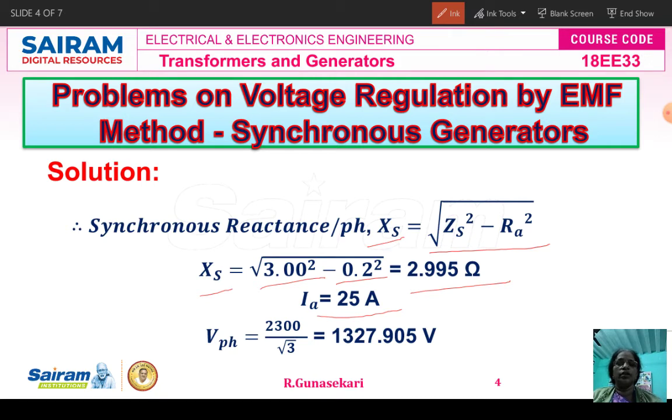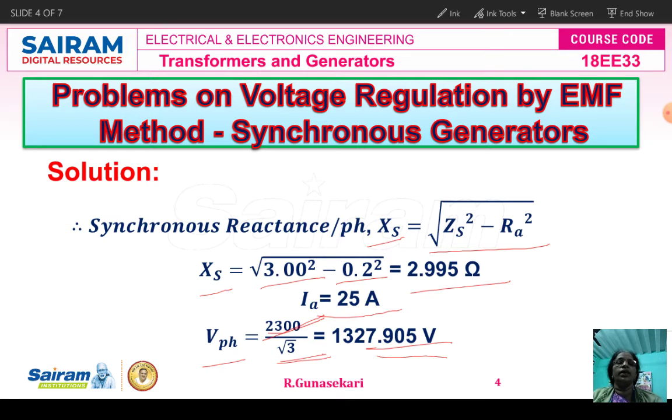Now we calculate the phase voltage. The terminal voltage of the synchronous generator, the line value, is given as 2300 volt. The synchronous generator is star connected, so the phase value is equal to the line value divided by root 3. The line value is 2300 divided by root 3, and finally we get 1327.905 volt. This is the terminal voltage, or full load voltage, or rated voltage per phase only.